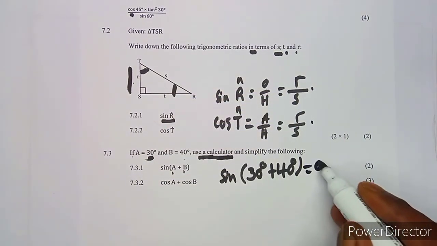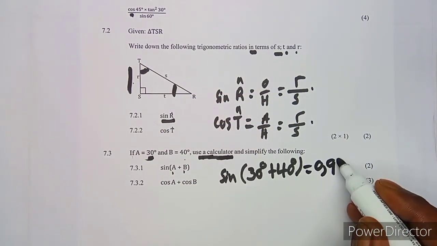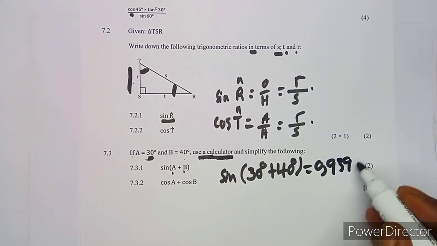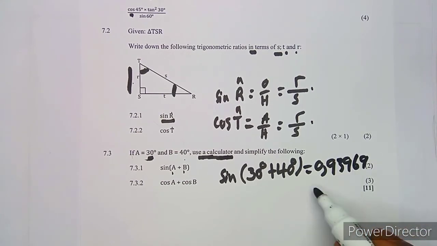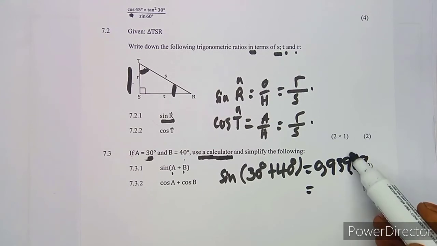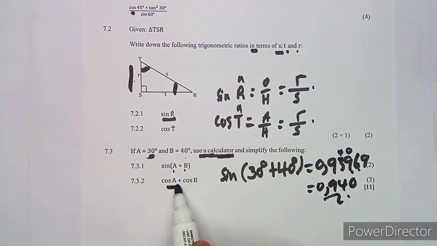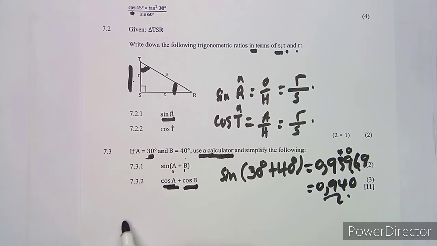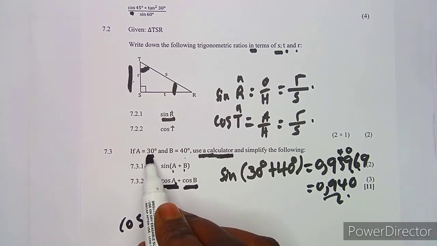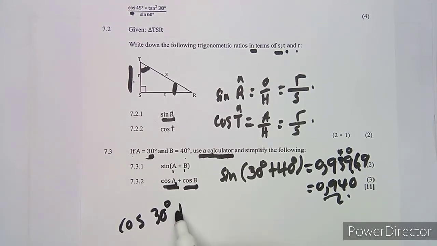So this is going to give us 0.93969, which we can round to 0.940, something like that. All right, what about cos A plus cos B? So this is cos A plus cos B. It's just direct as it is. Cos, what is your A? Your A is 30, plus cos B.